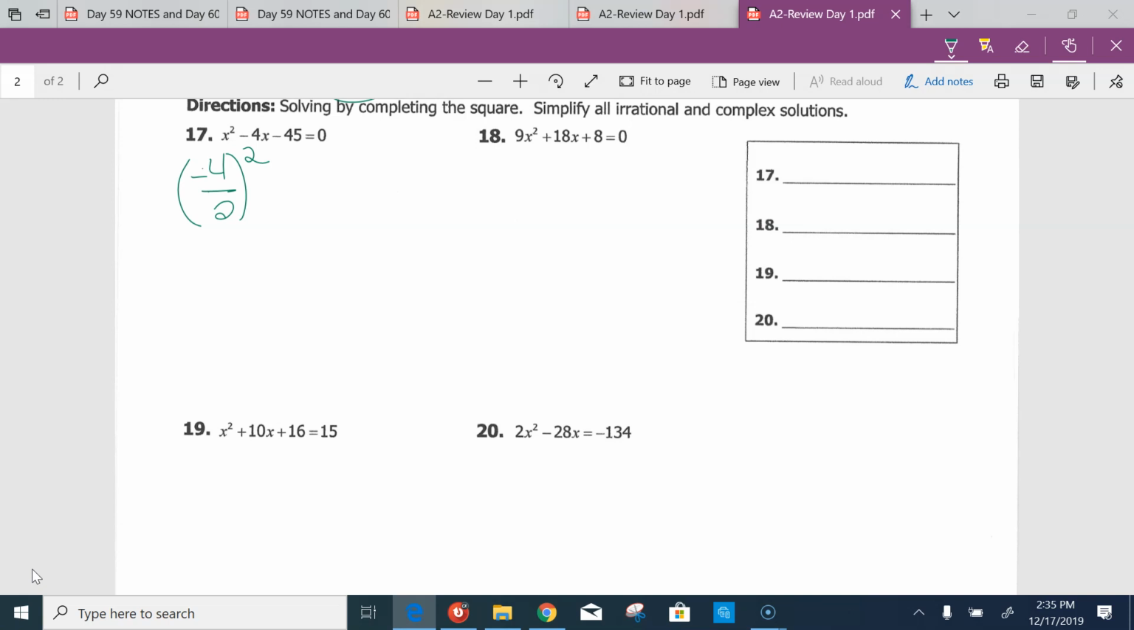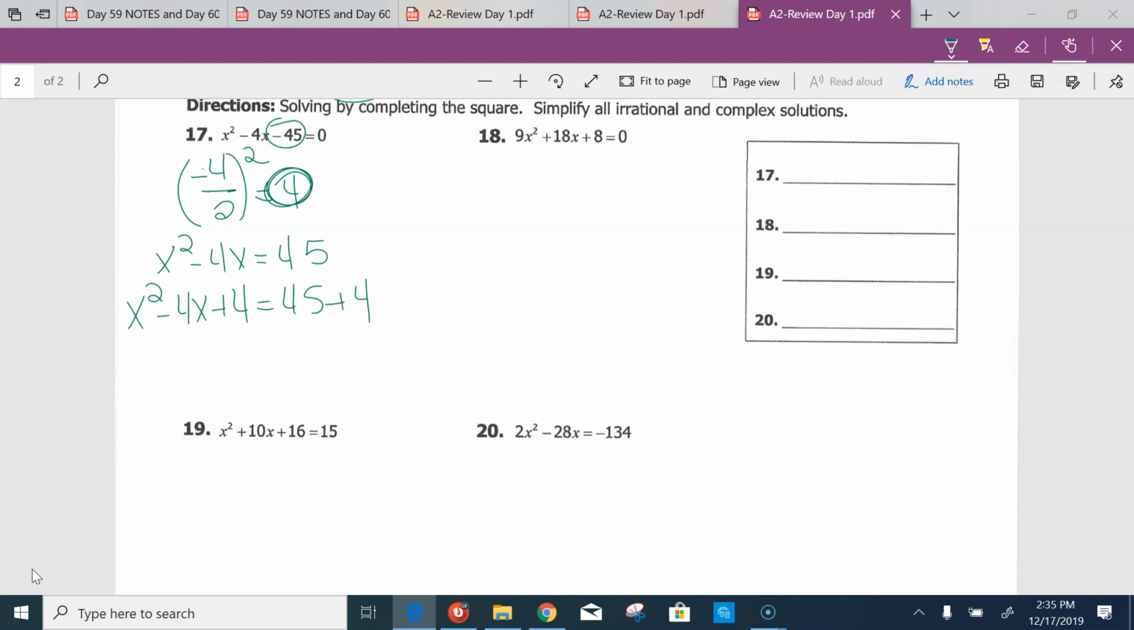So what's negative 4 cut in half? Negative 2. And what's negative 2 squared going to give me? A positive 4. So this is what I'm going to add to both sides of my equation. So what I have to do first now is move this piece to the other side. So I have x squared minus 4x. If I add 45, it goes to the other side over here. Now, I have a positive 4 that I just got from the middle. That gets added to the left side and to the right side. So I have x squared minus 4x, with the 4 added to the left, and I have 45 on the right side, but also 4 added on the right.